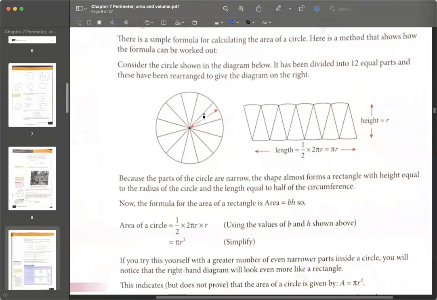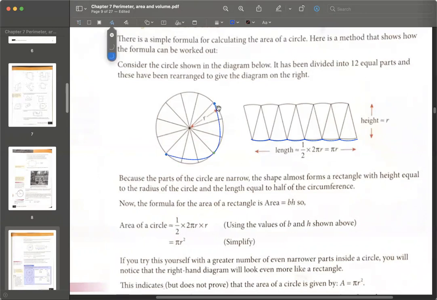So we count 1, 2, 3, 1, 2, 3, 4, 5, 6, 7, 8, 9, 10, 11, 12. So there are 12 pizza pieces here. But you can see this one here: 1, 2, 3, 4, 5, 6. So now you have 6 of these sides, which is half of the circumference.